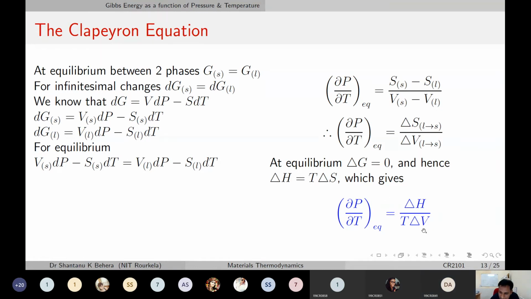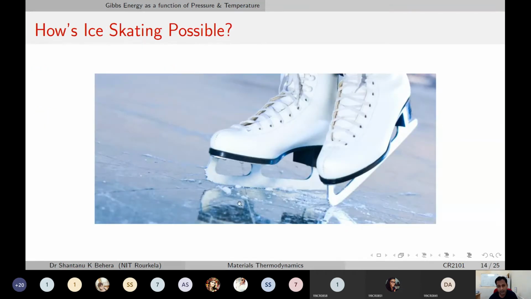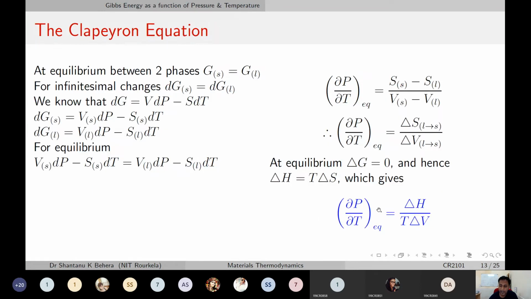So let's go to that and see what's happening here. If we look at the Clapeyron equation, we're talking about solid to liquid transition, and when you talk about these skates, we are talking about something related to ice. For the solid to liquid transition, from ice to water, what is del H? Is del H a positive quantity or a negative quantity? Positive quantity, sir.